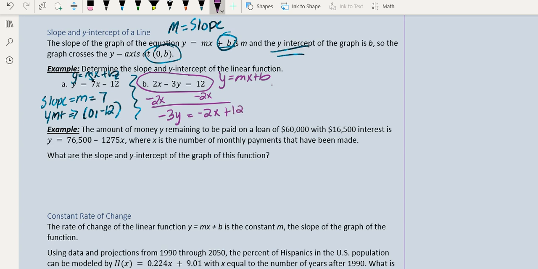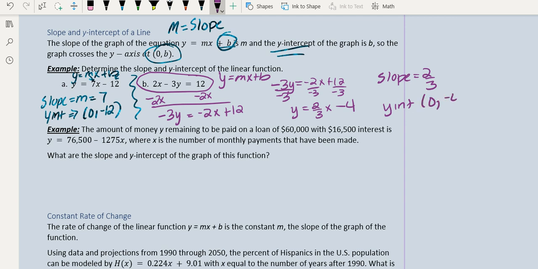Still solving for y, I'm going to rewrite it here. I would need to divide by negative 3. And y would equal positive 2/3 x minus 4. So from this information, I can gather that the slope is 2/3 and the y-intercept is (0, -4).